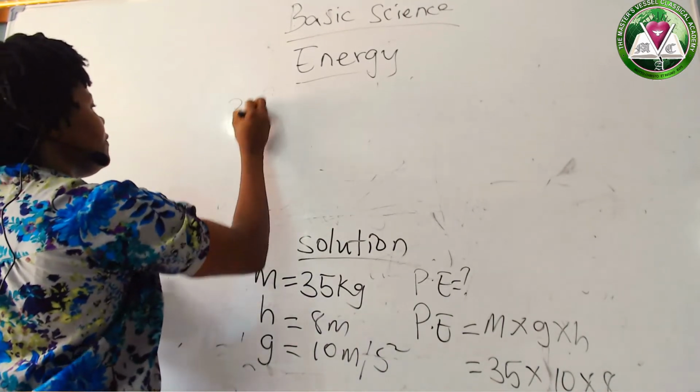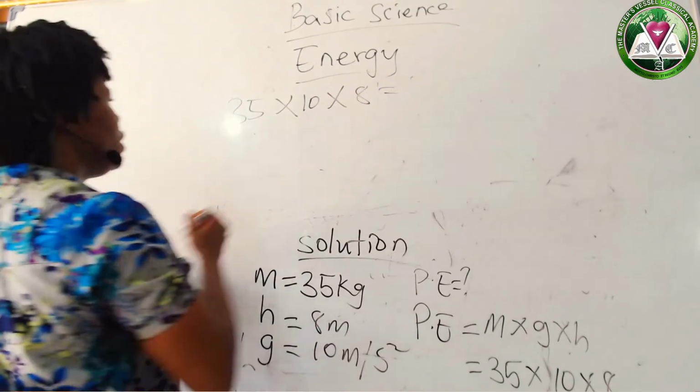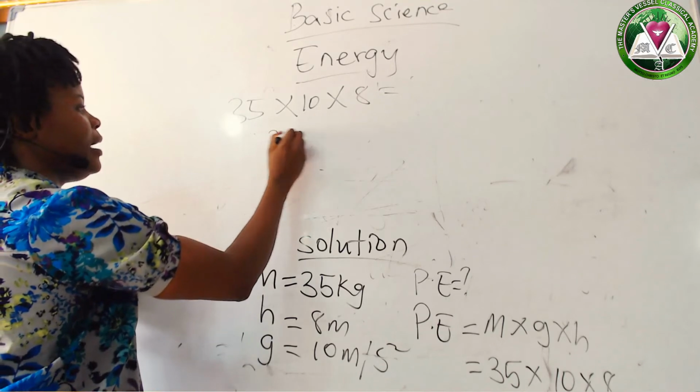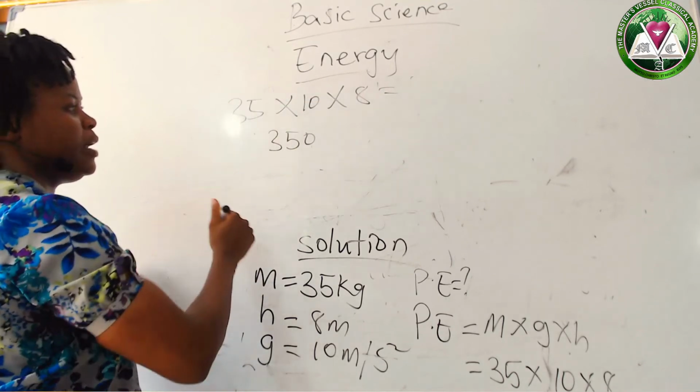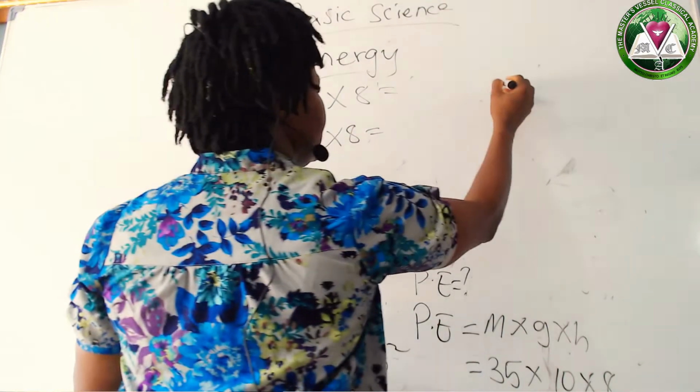Okay. 35 times 10 times 8 is equal to what? 35 times 10 will give us 350. Just take this zero, put it behind here. Times 8 will be equal to what? You can do it here.